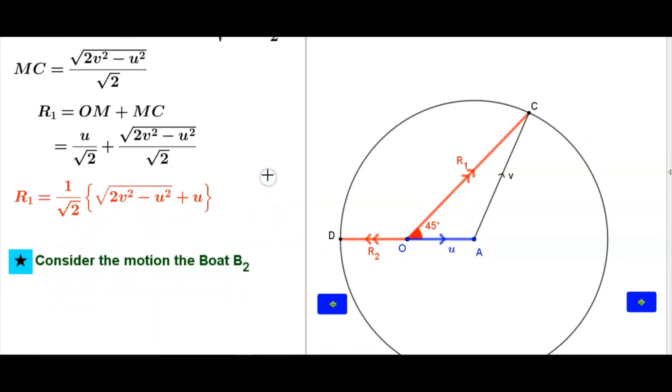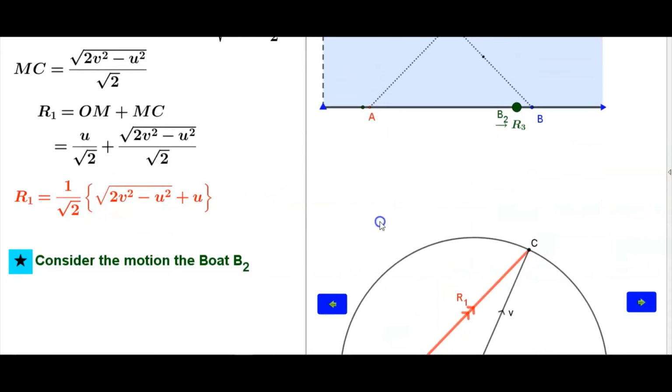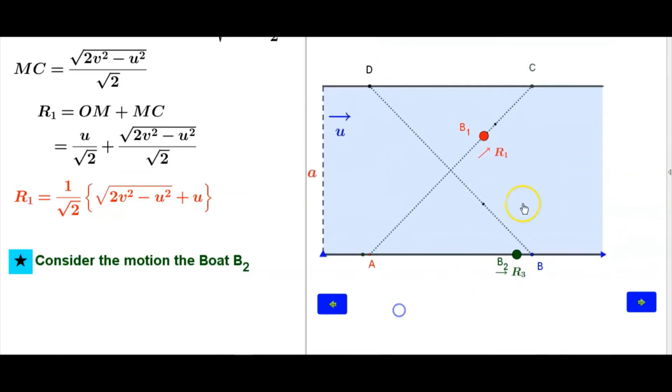Next part, consider the motion of the boat B2. Now consider the motion of the boat B2, the green colored boat. It moves from A to B, then B to D.